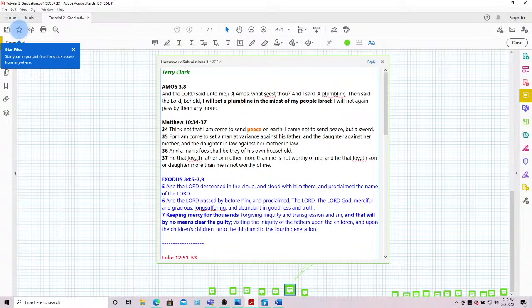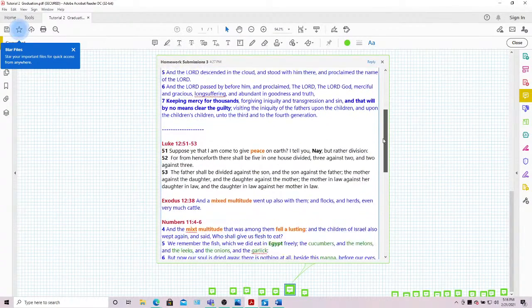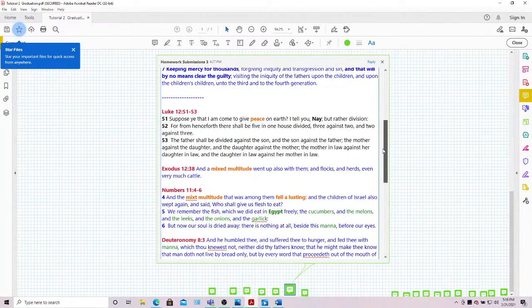All right. So with Amos chapter 3 verse 8, he's letting us know that he set a plumb line in the midst of his people Israel, which I added some more precepts to. So we have Luke chapter 12 verse 51 through 53. It's the first one that we're going to run. "Suppose ye that I come to give peace on the earth?" So that's a question. And this is Christ also telling us, "I tell you, nay, no, but rather division."